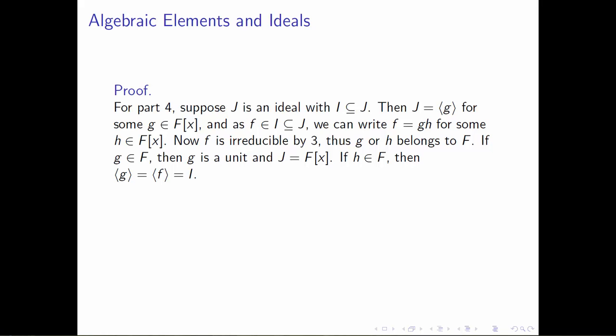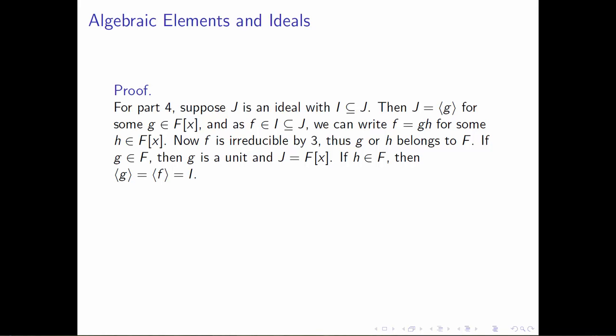So because we're working in a principal ideal domain, we can take J and we can write it as the ideal generated by g for some g in F[x]. Now, because we're assuming that I is contained in J, and f belongs to the ideal I, we know that f belongs to the ideal J. Since J is the ideal generated by g, we can write f as g times h for some h inside the polynomial ring F adjoined x.